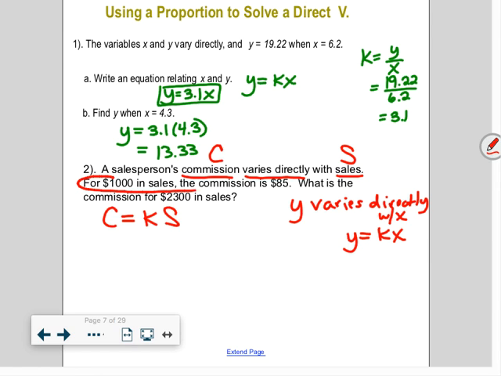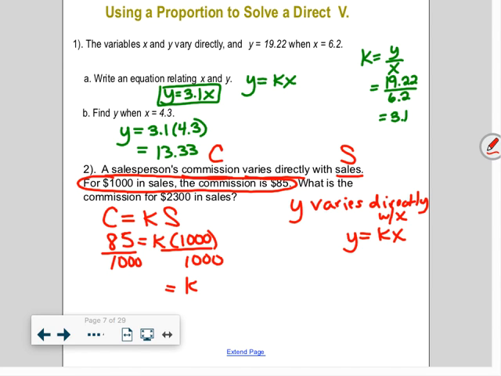Then they're always going to give you a pair of numbers that go together. The commission is 85 and the sales are 1,000. You can either plug it in here or do C divided by S equals k, like y over x. So I'm going to divide 85 by 1,000, and k is 0.085. So it's now C equals 0.085 S.